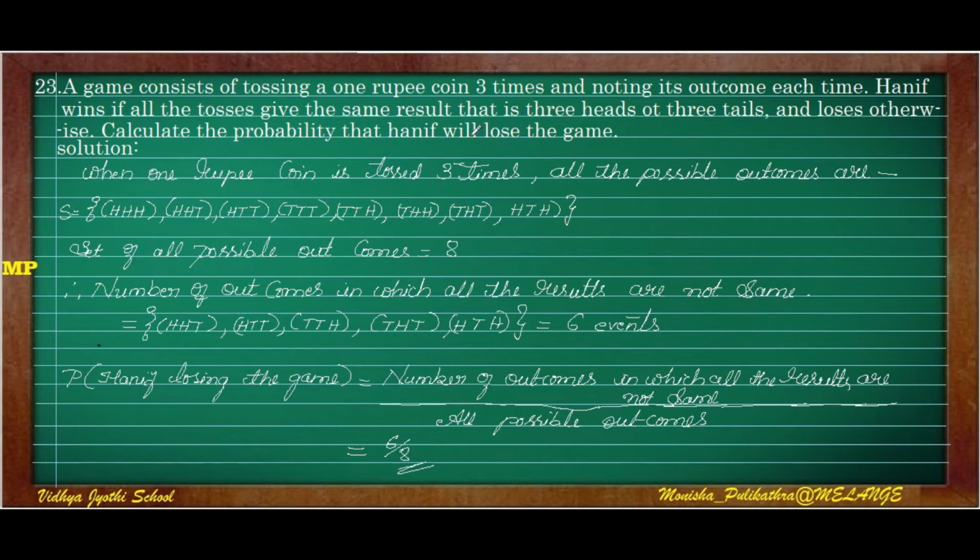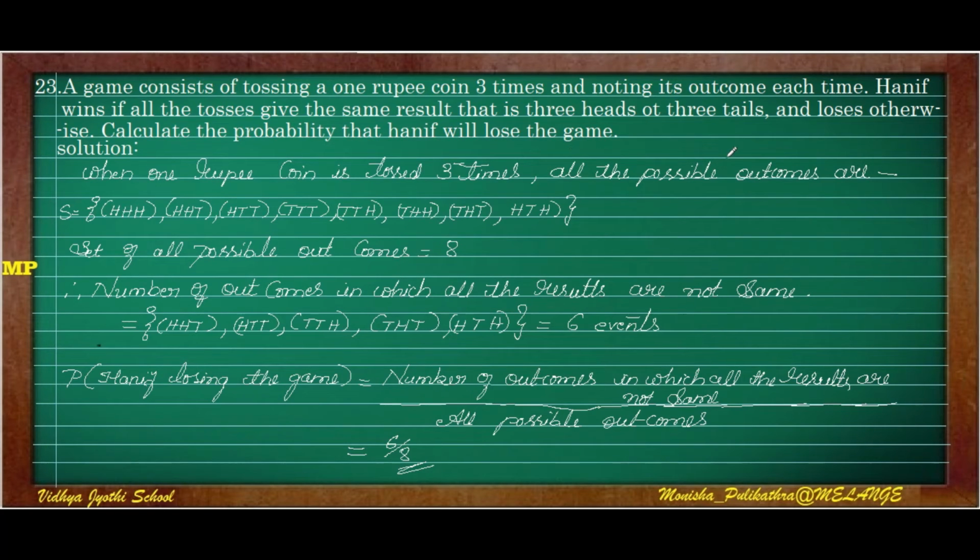So there should be these probabilities: H H H, that is 3 times head; H H T, 2 times head and tail; H T T, 1 time head and 2 times tail; T T T, 3 times tail; and likewise T H H, T H T and H T H. So if a 1 rupee coin is tossed 3 times, the number of possible outcomes is 8.